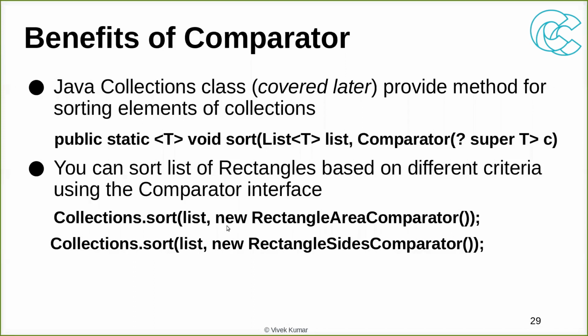You can either pass this, which in this case, like you said, is not possible if you implement the comparator within the rectangle class itself. You'd have to say new rectangle, so it's better to separate that. Your list contains rectangles, and you are creating a comparator for sorting or comparing these different rectangle values.